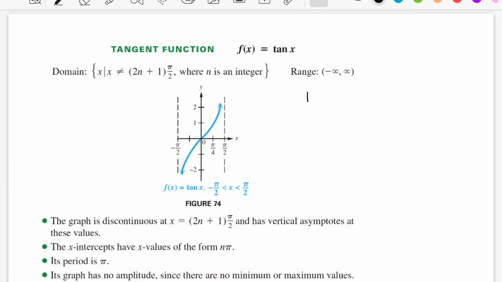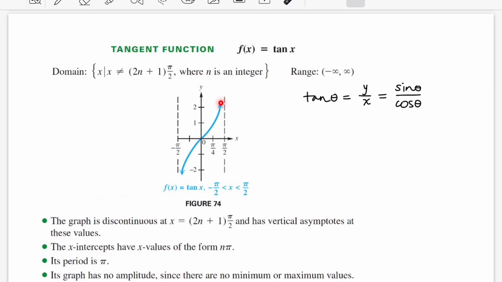Now we know this because, remember, tangent is going to be equal to y over x, which is equal to our sine and our cosine values. And we saw from earlier that cosine x is going to be equal to 0 whenever x is a 2n plus 1 multiple of pi over 2. And since we can't divide by 0, whenever cosine is equal to 0, our tangent function is going to be discontinuous. So this will happen at 2n plus 1 multiples of pi over 2. And this is why we have our vertical asymptotes at minus pi over 2 and pi over 2 here.